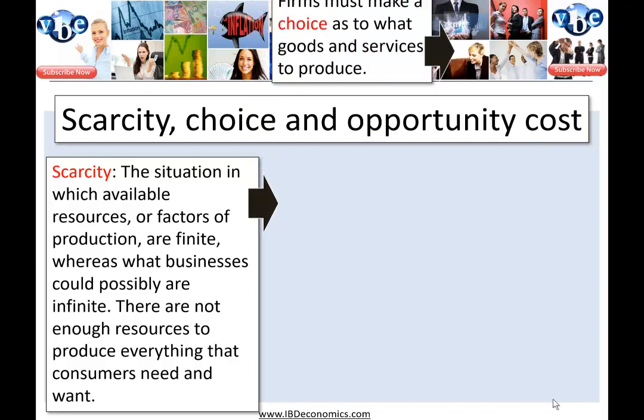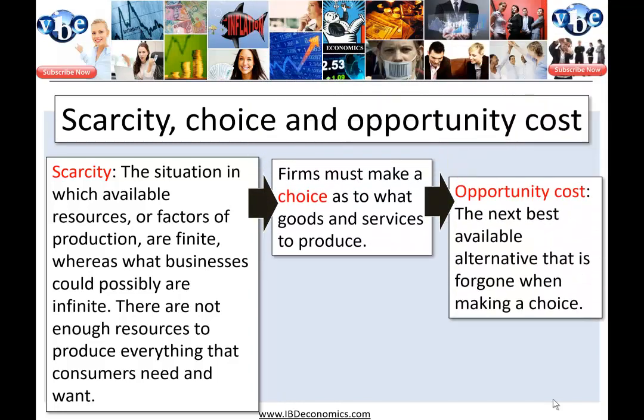And because we have this scarcity, businesses are going to need to make choices. And these choices are about what goods and services to produce. And as soon as a choice is made, we have an opportunity cost. So the next best available alternative that's foregone when a choice is made.